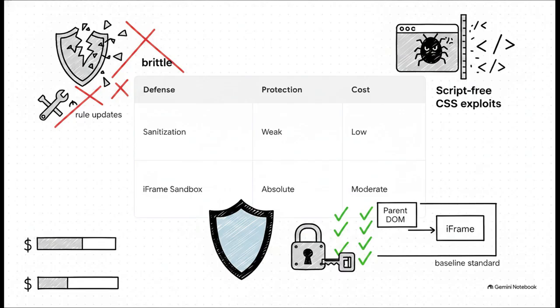The only real durable fix is sandboxed iframe isolation. You're basically locking the email inside a secure digital vault. It takes some real front-end refactoring costs, sure, but it gives you absolute protection by completely blocking CSS styles from accessing the rest of the page.